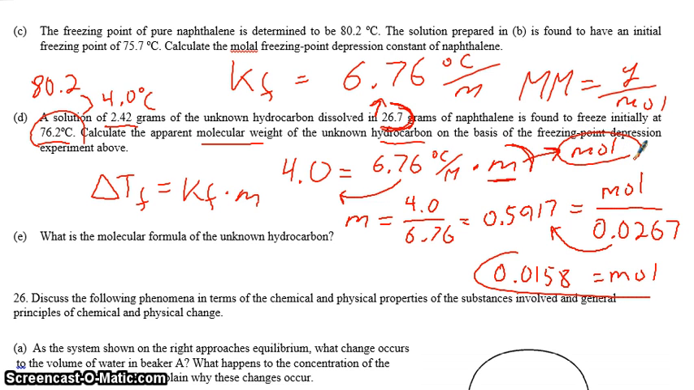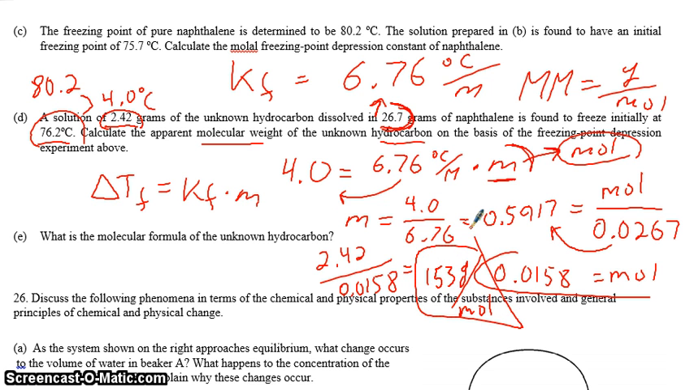Because we began with 2.42 grams, we can now find the molar mass. 2.42 over the moles, 0.0158, gets us 153 grams per mole. So here is our molar mass.